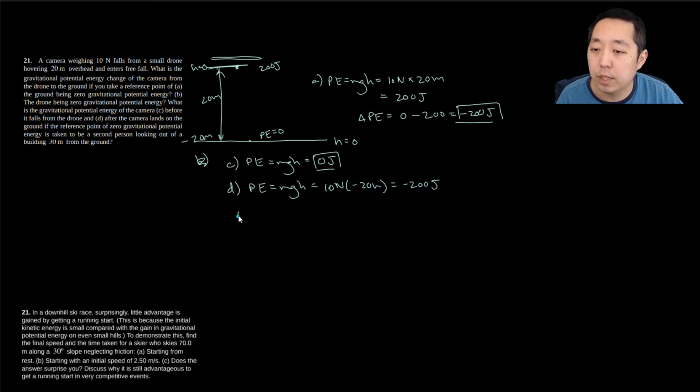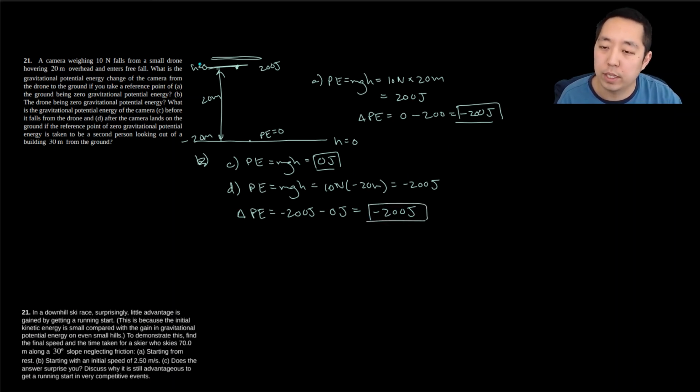So the change in the potential energy is still the same, because you take its energy down here, which is negative 200 joules, minus 0 joules. The change in potential energy is still negative 200 joules. So even though the potential energy is different at different points, depending on the reference point, the change in potential energy is always the same.